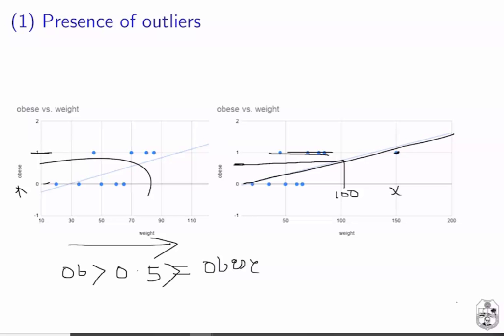that is 150, we have replotted a graph, and we got a very different linear regression line as compared to this. This model used to classify correctly, but this one is wrongly classifying, and this is due to the presence of the outliers.